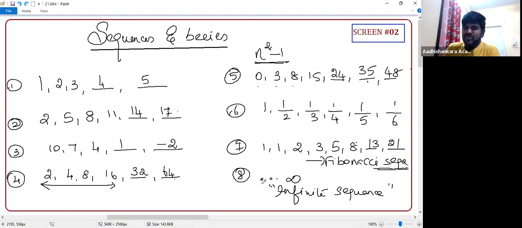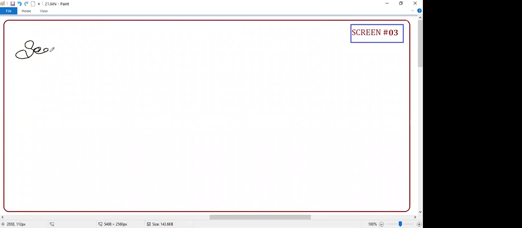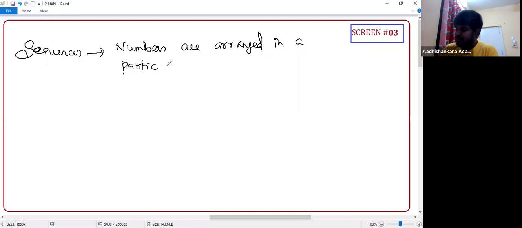So what is your conclusion? What is a sequence? Numbers arranged in a particular order. That's all. In general, sequence is used everywhere, correct or not? But it's mathematics, right? So here we are restricting to only numbers. Numbers are arranged in a particular rule or condition or some pattern.